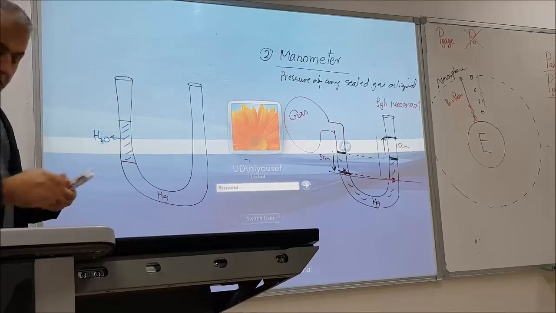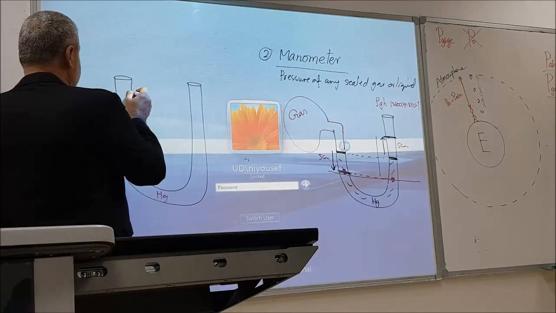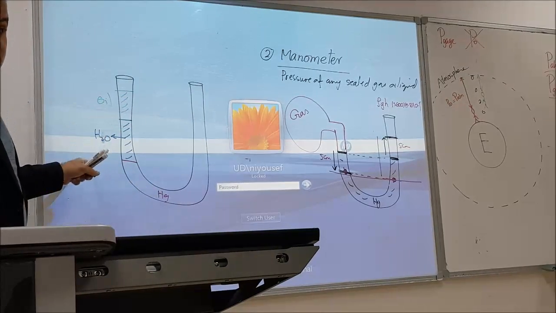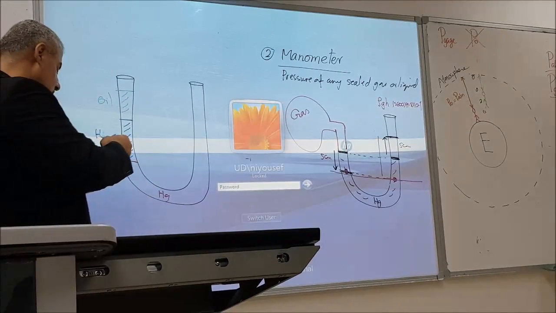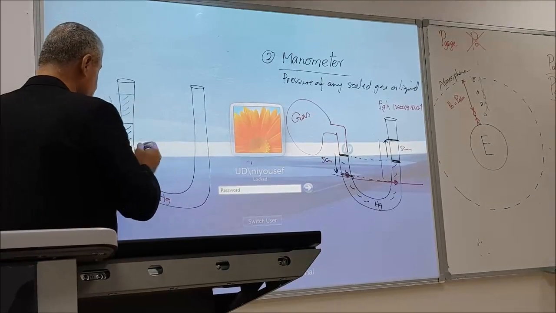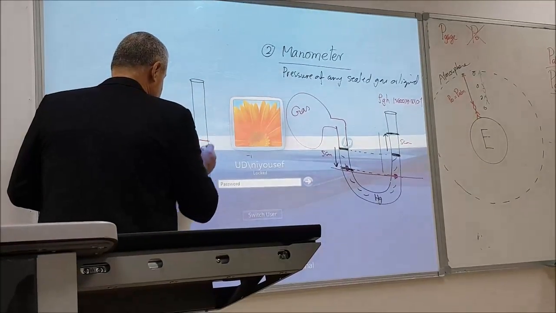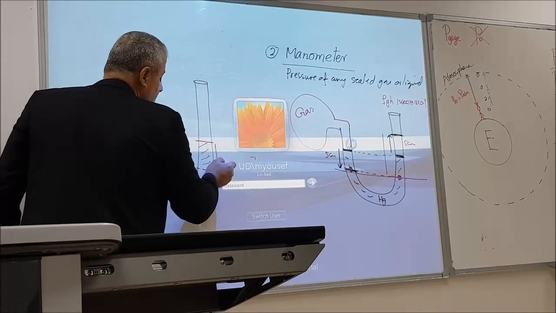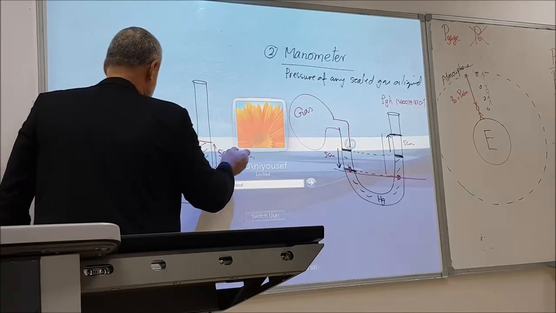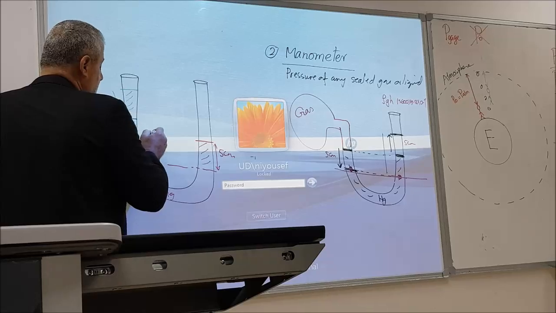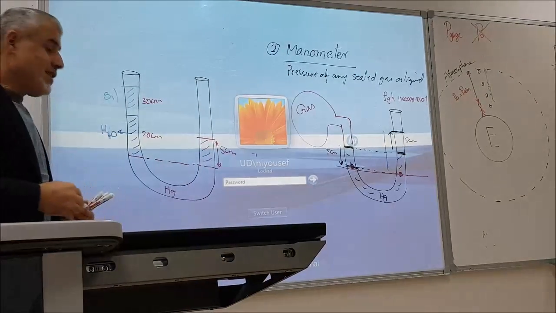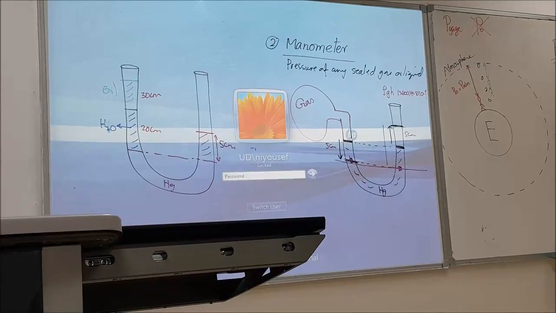And above the water we have oil. By the way, oil is less dense than water. And on the other side of the mercury, we have this side. Let me give you values. Say this is 5 centimeter, this is 20 centimeter, and this is 30 centimeter. How do we find the comparison?